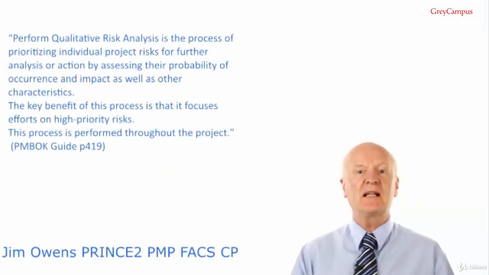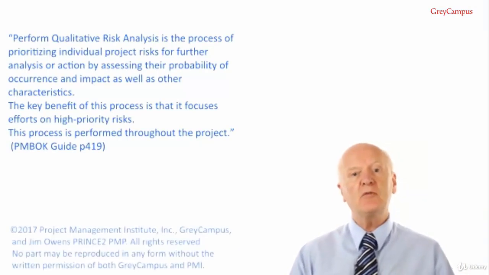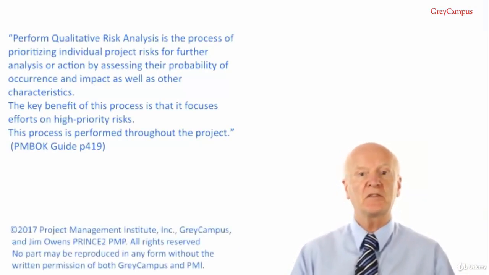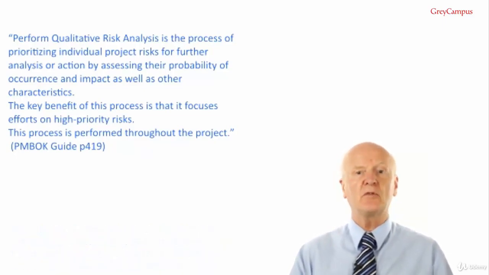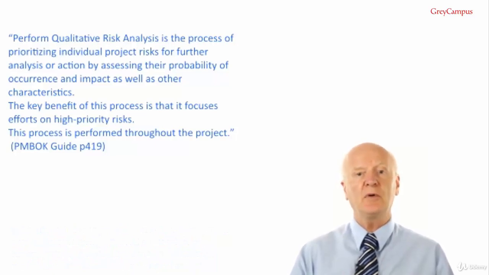Perform Qualitative Risk Analysis is a process of prioritizing individual project risks for further analysis or action by assessing their probability of occurrence and impact as well as other characteristics. The key benefit of this process is that it focuses efforts on high priority risks. This process is performed throughout the project, as from PMBOK Guide page 419.